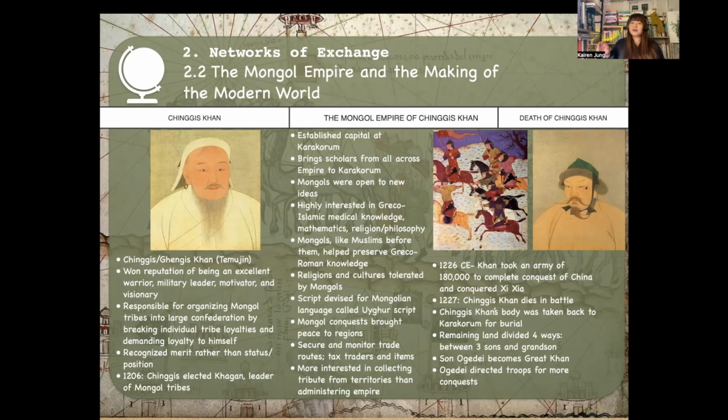The Mongol conquests brought either bloodbaths or peace. There was no middle ground. Either everyone you knew would be butchered, or you would be able to have peaceful interactions with the rest of the world like you had never known before. It was very secure because the Mongols were the tippy top of the food chain. They would secure and monitor trade routes, the tax traders, and the items, but they were more interested in collecting tribute from territories than administering their empire, which is why it expanded so quickly and so widely, and then just as quickly, just suddenly died out.